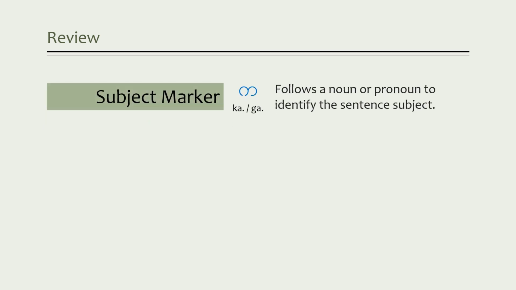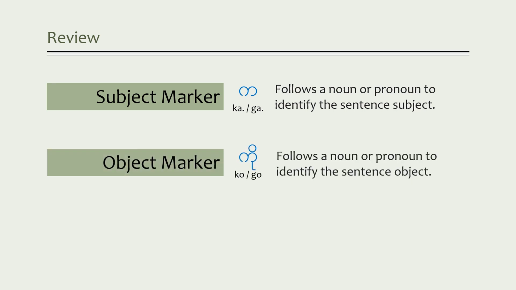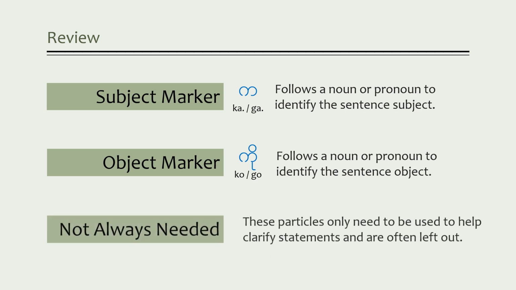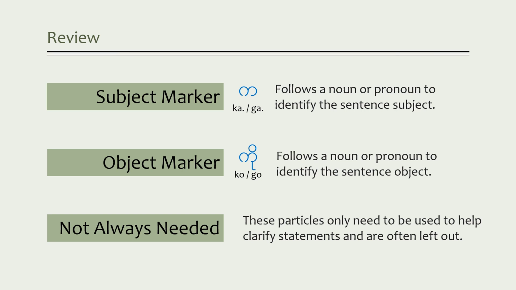To review then, the particle ga or ga is used to identify the subject of a sentence. The particle go or go indicates the object of a sentence. So these are particles that are used to help clarify statements if needed, but won't always have to be used. And that'll finish this lesson.